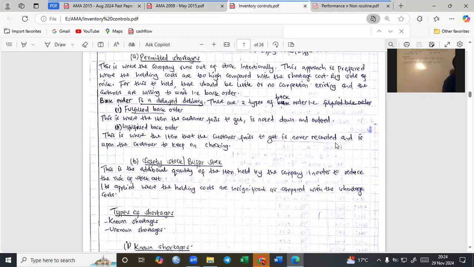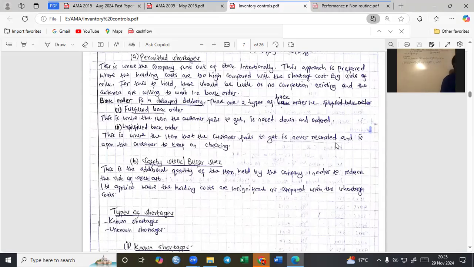Now let's start with the fulfilled back order. This is where the item the customer fails to get is noted down and ordered. So for example, you go to a shop to buy something, then that item is missing. What the shop does is note it down, then they go and buy it, and when it comes they call you and tell you it has arrived. So this is where the item the customer fails to get is noted down, then the item is ordered by the company.